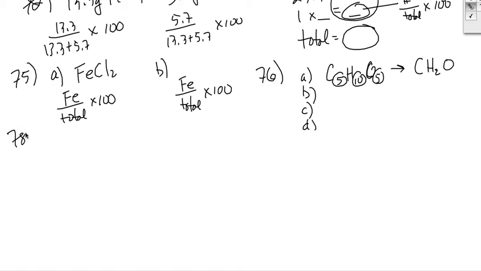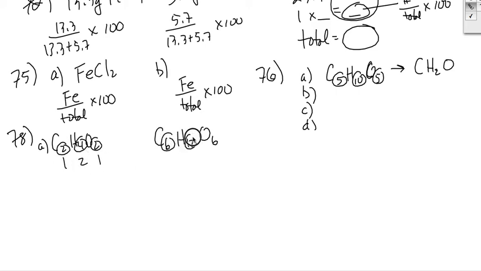And number 78, you're just comparing them to see, do they have the same empirical formula? So C2H4O2, and then compare that to C6H12O6. Are these the same empirical formula? Yes, this is a 2 to 4 to 2, which is a 1 to 2 to 1 ratio, and this is a 1 to 2 to 1 ratio as well. So these both have the same empirical formula. Okay?